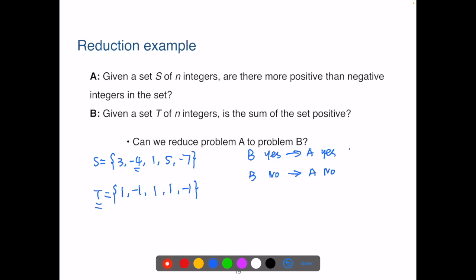The first one is really easy to prove. When B has a positive sum, it means that we have more positive ones than negative ones. So set S will have more positive integers than negative integers. For the second one, instead of proving negative answers directly, we could prove this instead.